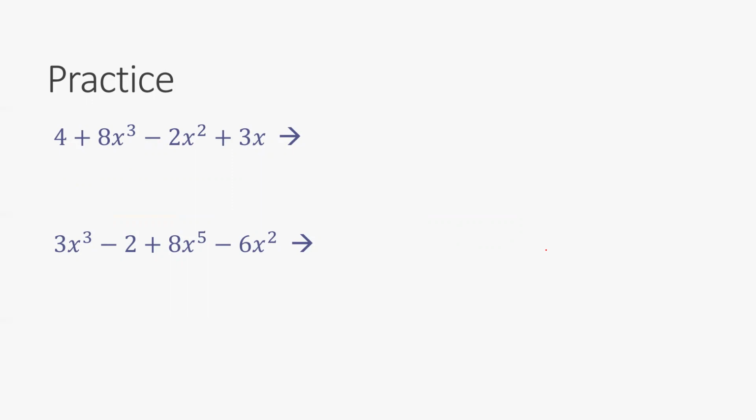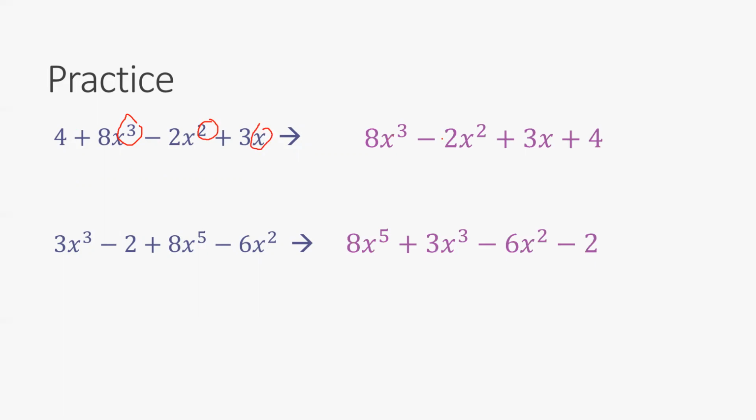All right, so you have your answers on your paper. You're here to check your work. This first one, we're going to go 3, 2, 1, and then the constant. So it's 8x cubed minus 2x squared plus 3x plus 4. The next one, we do 8x to the 5th plus 3x cubed minus 6x squared minus 2.